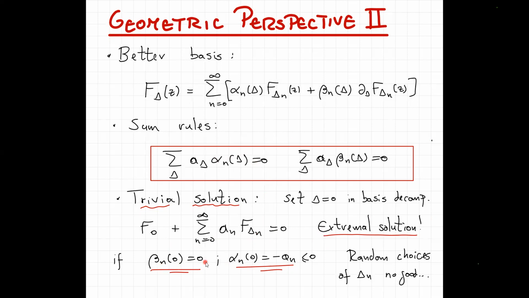These equations are a different way of formulating how we would obtain these special solutions to crossing. Instead of directly trying to solve the crossing equation, you would demand that a basis decomposition of this form exists, where these coefficients beta n at zero would have to be zero. So finding such decompositions with these constraints would be equivalent to finding these solutions.